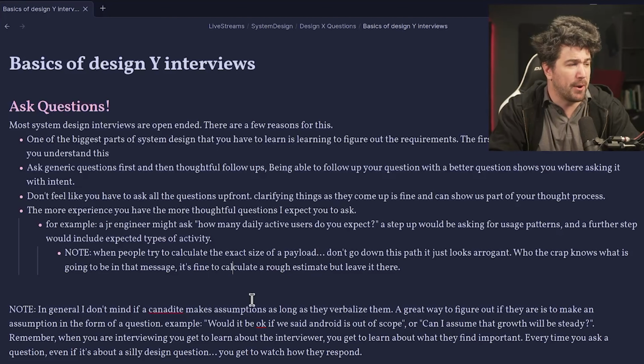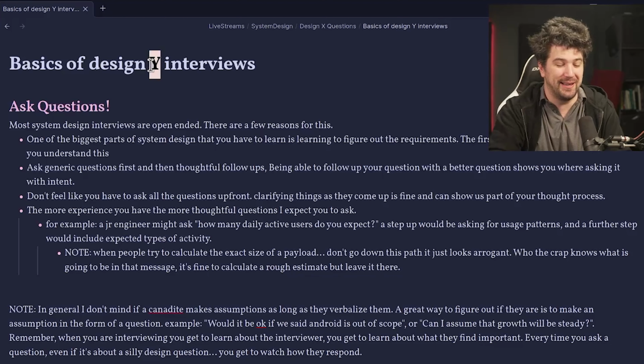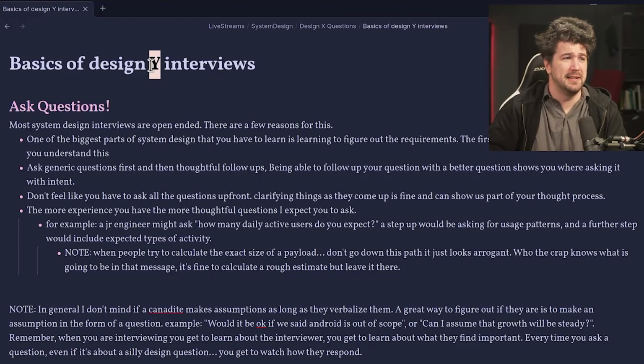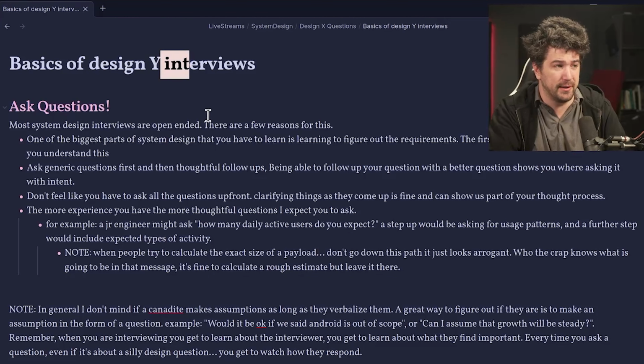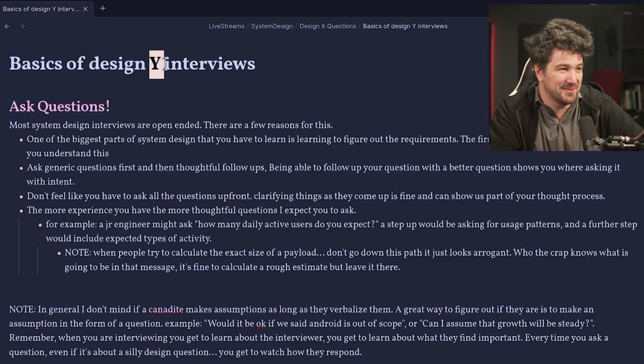Okay, so basics of a Design Y interview. I changed it to Y. It used to be X, but then I thought people would get confused that I was asking them to design X. So we're basics of a Design Y interview. Thanks, Elon, for ruining that for me. Thank you. My goodness. I didn't realize it was going to cause me problems.